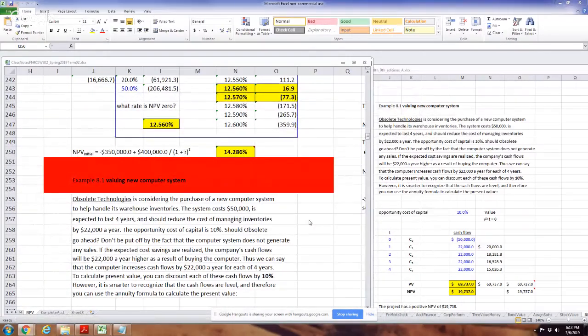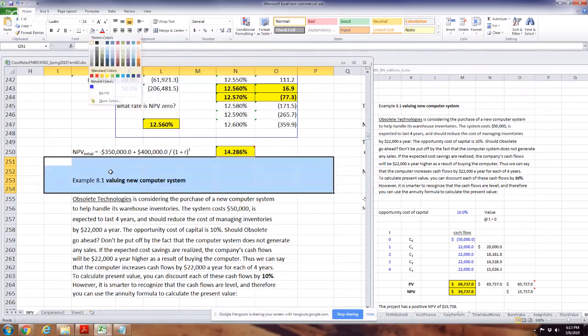And here we go. Valuing a new computer system. We stopped here last time. Okay, and funny enough, this company called Obsolete Technologies, I'm sure that's a play on that.